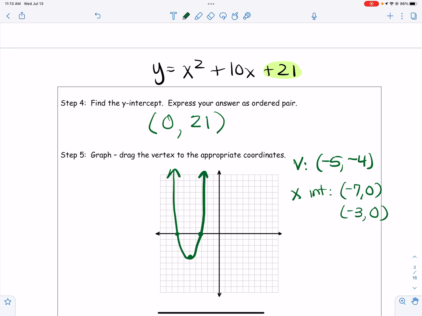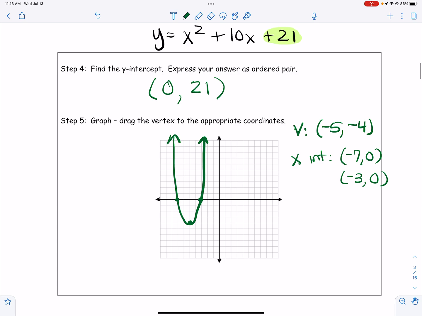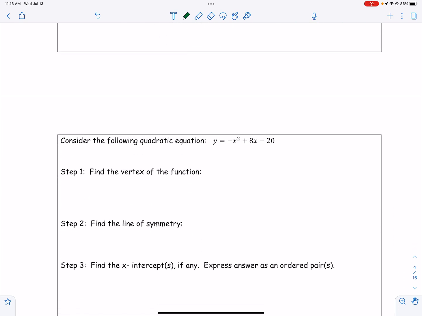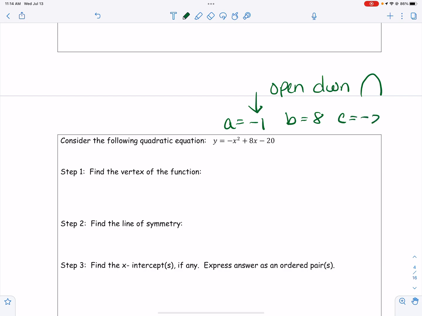Now, sometimes they'll ask you to find points other than the vertex, so those intercepts would definitely work. But you could also find points by adding your movements, right one, up one, left one, up one, etc. And we'll look at that in just a second. So now we're going to graph this one. One of the things that I want you to notice about this one is that my a is -1, and that means that it's going to open down. So our parabola is going to look like that. My b is 8, and my c is -20.